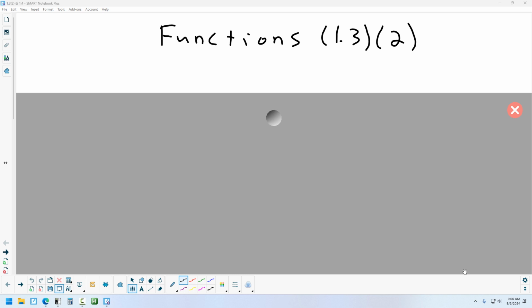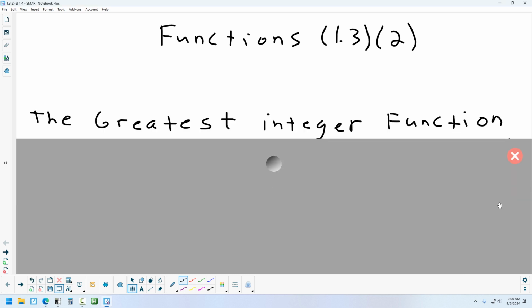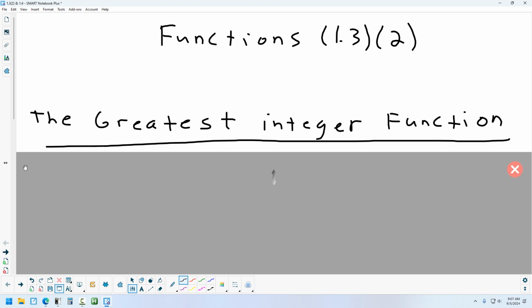Okay, so we're going to take a look at the second part of section 1.3. And we're going to start by looking at a function called the greatest integer function. So as the name says, the answer that you get from this function is always an integer.